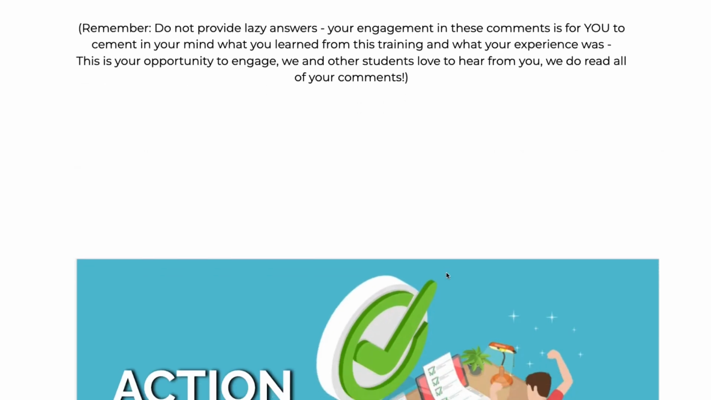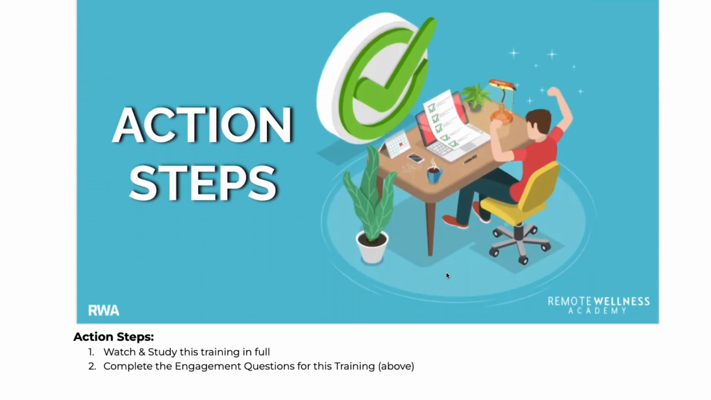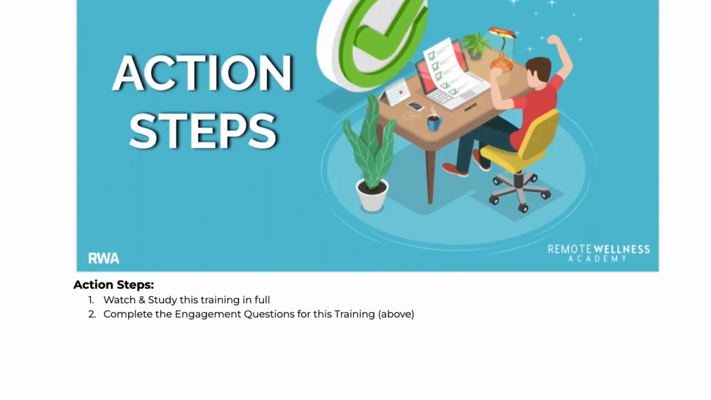And then in terms of the action steps, these are going to be quite simple, just like we have for most of the trainings here in module 4. Number 1, make sure you watch and study this training in full. And then number 2, make sure that you go ahead and complete the engagement question for this training, which is the one that we just talked about. And so with that being said, the next training is going to be all about skill session number 4. I'm super pumped and super excited for you to start practicing these skills.